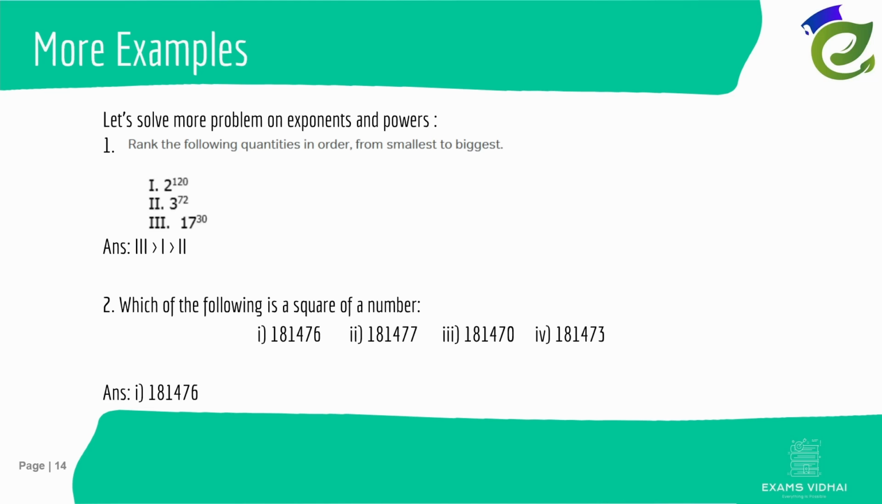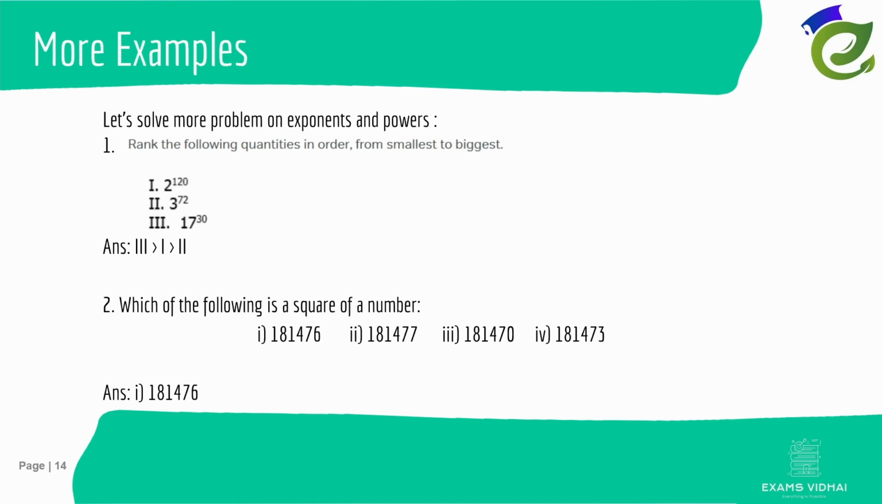First, I'm going to take 2 power 120 and 3 power 72. Let me just divide them. So I'll write it as 2 power 120 by 3 power 72. You can simplify them and write it as 2 power 5 by 3 power 3, whole power 24. The greatest common factor of 120 and 72 is 24. So you can take 24 common outside and write it as 2 power 5 by 3 power 3, whole to the power 24. So now all you need to find is if 2 power 5 by 3 power 3 is greater than 1 or lesser than 1.